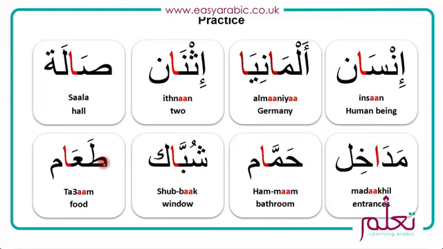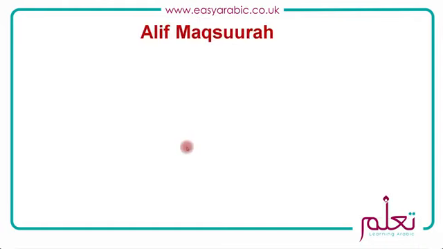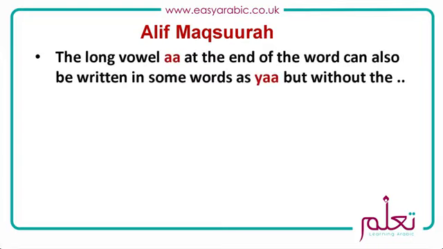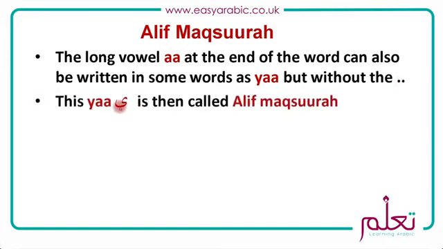Now there are two other variants of this which I'm going to go through. The first one is what we call the alif maqsura. What that is, the long vowel a at the end of the word can also be written in some words as ya, but without the two dots underneath the ya. And this ya with no dots underneath is then called the alif maqsura.